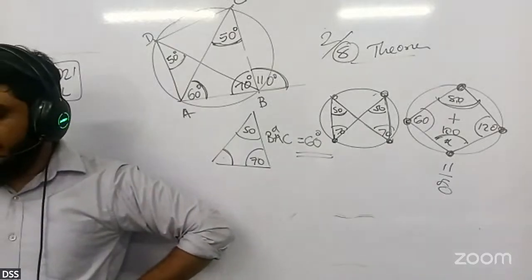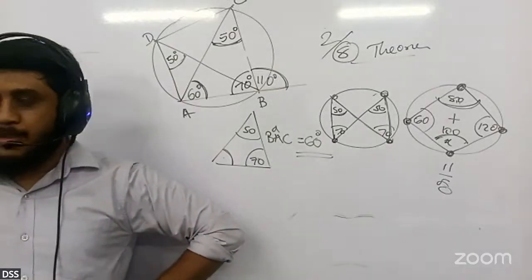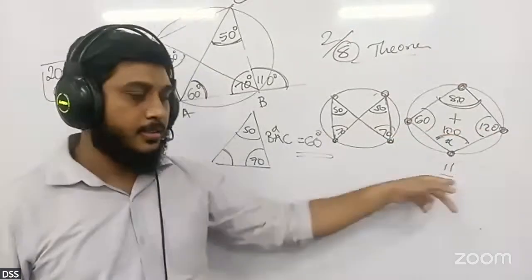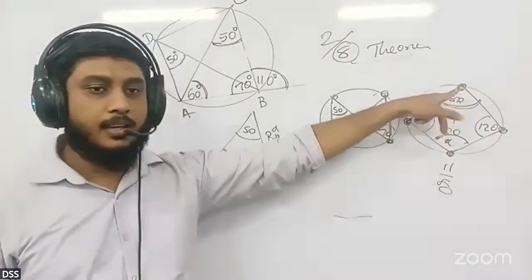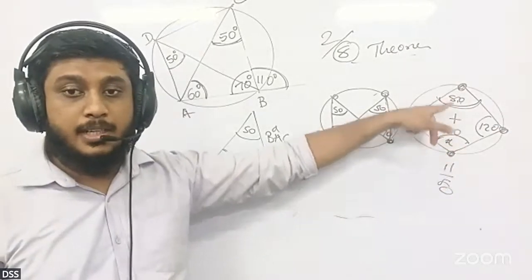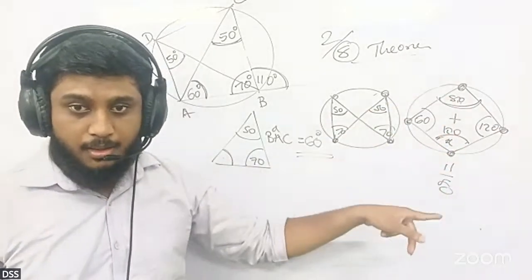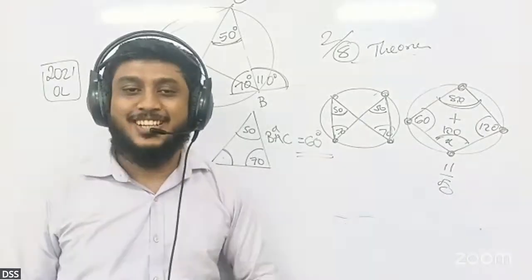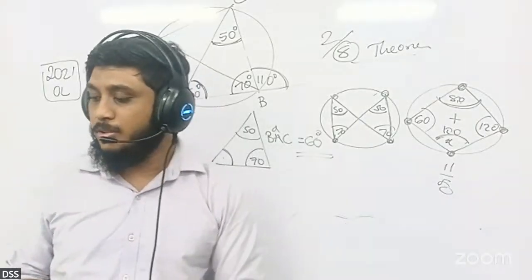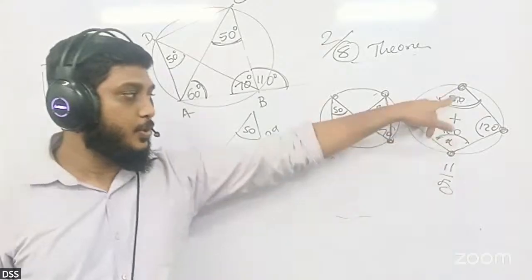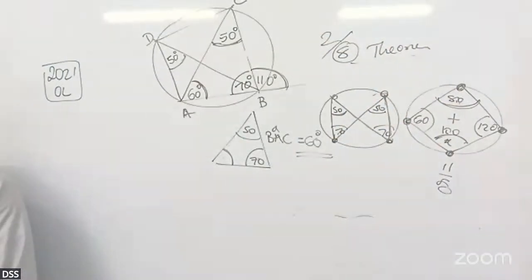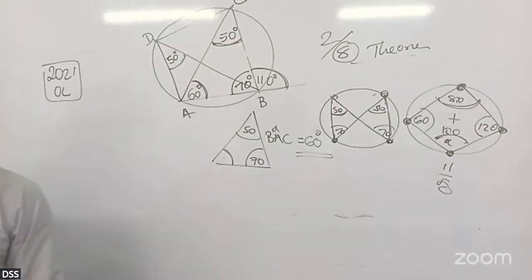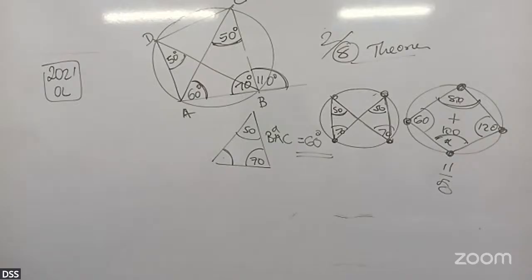What is the cyclic theorem again? If you have a circle and you have a quadrilateral on the circle, the opposite angles are equal to how much? The opposite angles add up to 180 degrees. If you add the opposite angles, it should be equal to 180. Right? Okay. All right, we'll go to the next question. Question number 13 done.